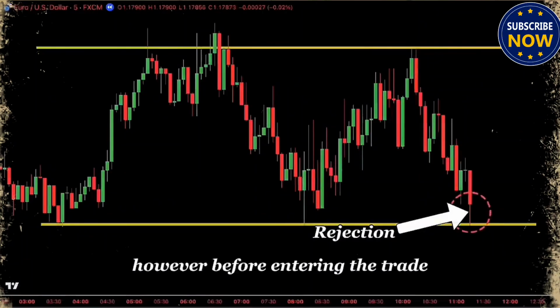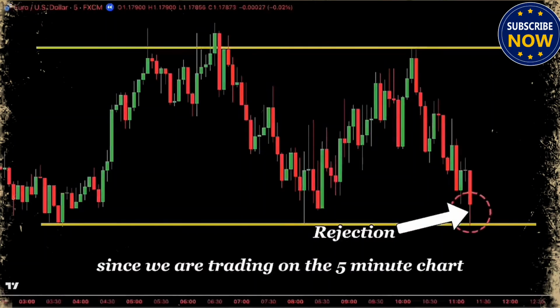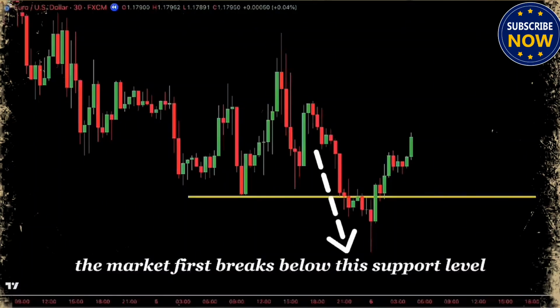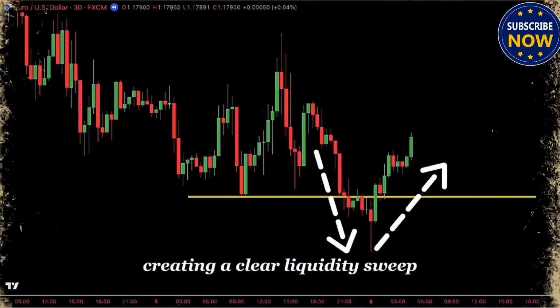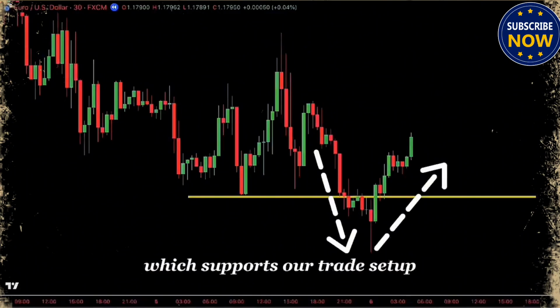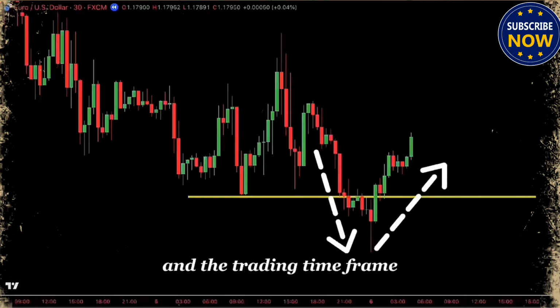However, before entering the trade, we still need to confirm our idea using the higher time frame. Since we are trading on the 5-minute chart, we switch to the 30-minute time frame to get a broader view of the market. As you can see, on the higher time frame, the market first breaks below this support level and then moves back above it, creating a clear liquidity sweep. This signals that a new uptrend may be beginning, which supports our trade setup on the 5-minute time frame. So now we have alignment between the higher time frame and the trading time frame.